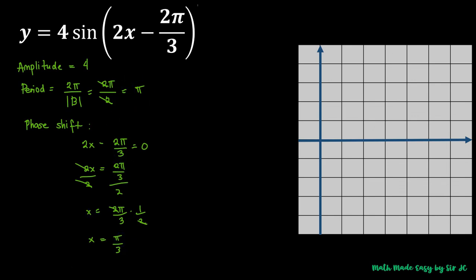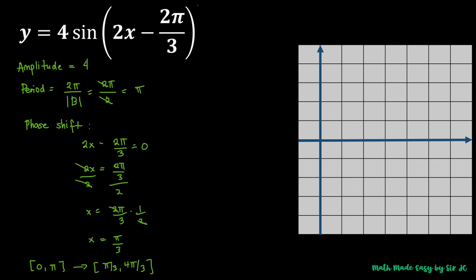As you can see, the period is pi. Originally, if we do not have a phase shift, the graph will start from 0 and end at pi. But since we have a phase shift, the graph will start at pi over 3, then pi plus pi over 3, that is 4 pi over 3.